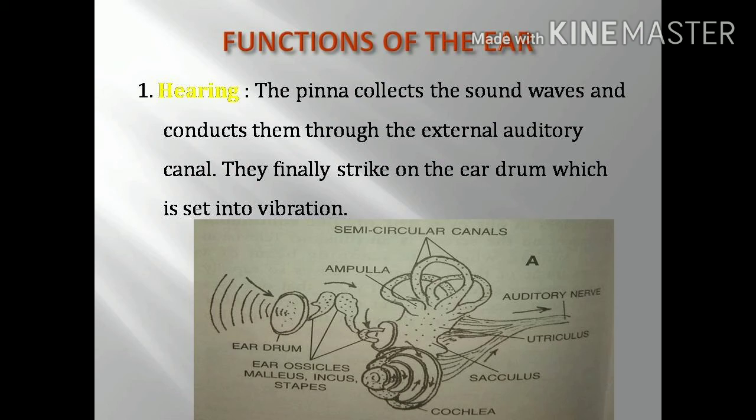This leads to vibrations in the fluid of cochlear canals. So through the oval window, this vibration is then transmitted to the cochlea. In the cochlea, it has a fluid. So when the cochlea receives that vibration, the fluid present in the cochlea also undergoes the vibration.